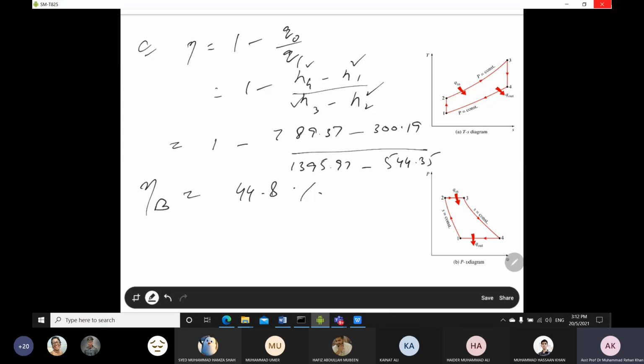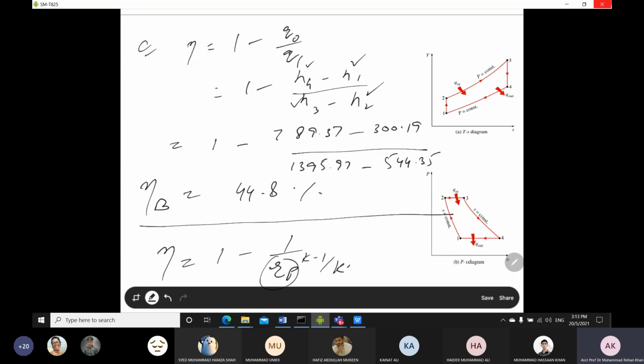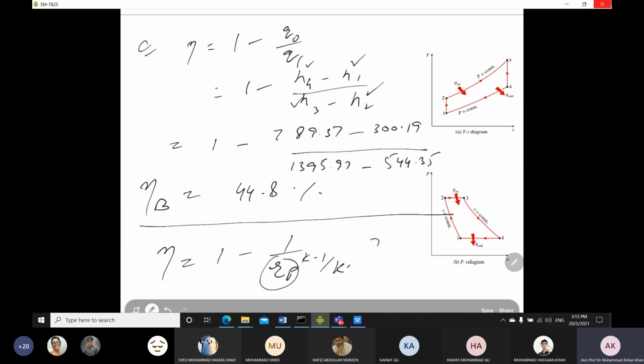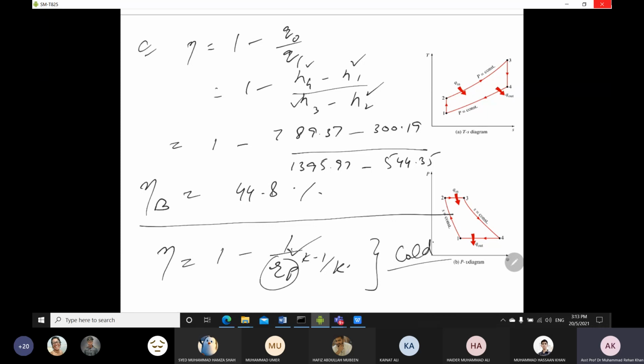Okay, so if you have to use another relation we already developed, which is equal to 1 minus 1 over Rp to the power (K minus 1) over K. Okay, so you can also use it because the Rp value is known to us. Okay, but this equation is only valid for the cold standard air assumption. Because in this question, I mentioned that you have to use both assumptions, that is cold standard air assumption and variable specific heat. So you can use the Rp value for comparison with this one.